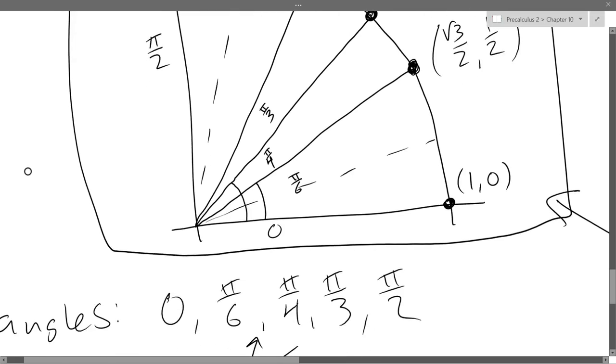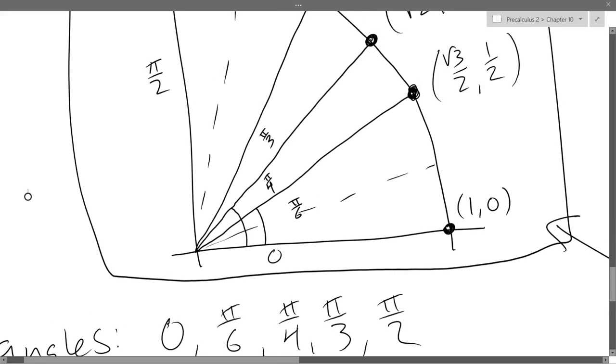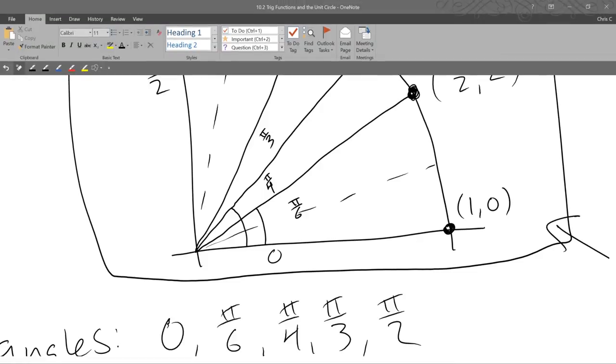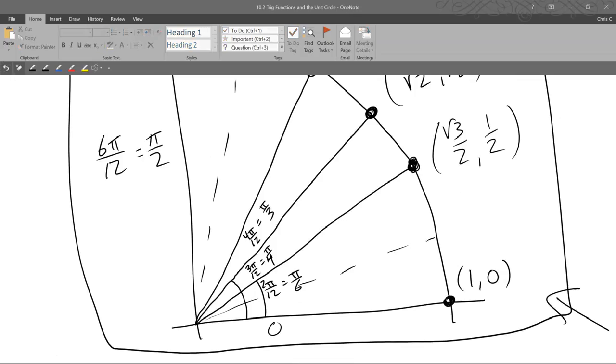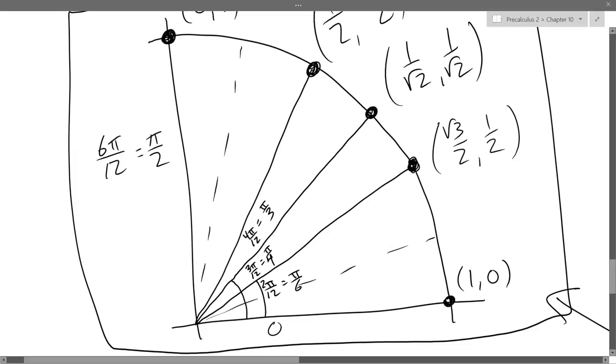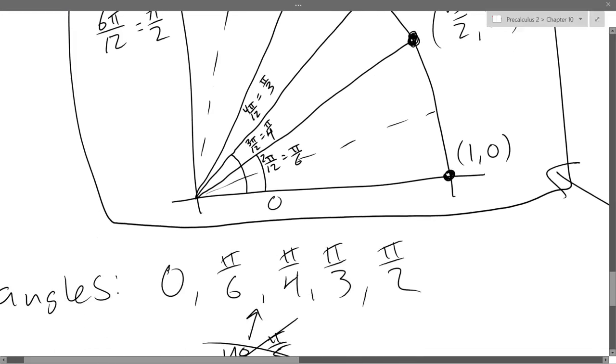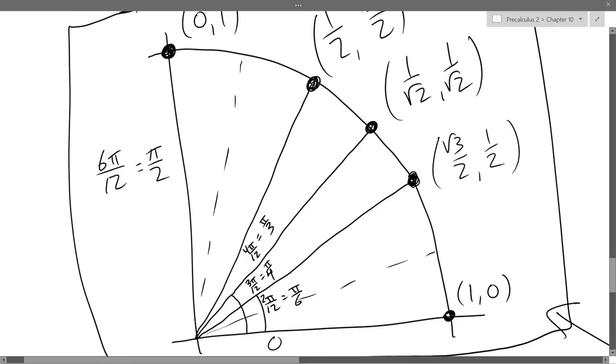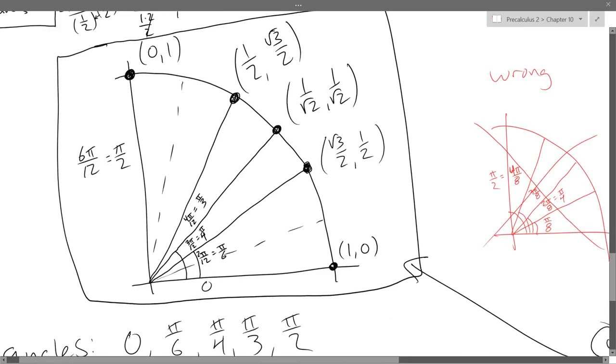Again, at some point, if you do enough problems, you won't need to memorize these angles. You'll know them relatively quickly. So I'm going to put all that stuff I just erased back in. All right, so again, this is the first. This will be the first question on your first quiz, right here.